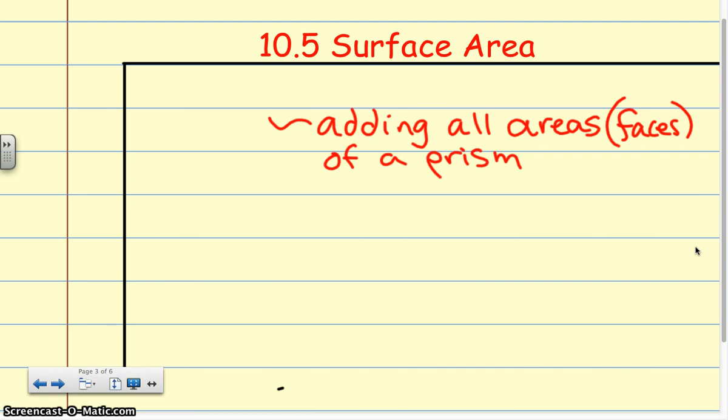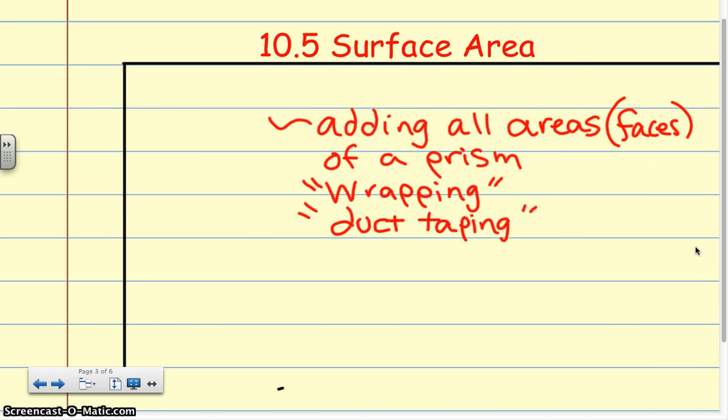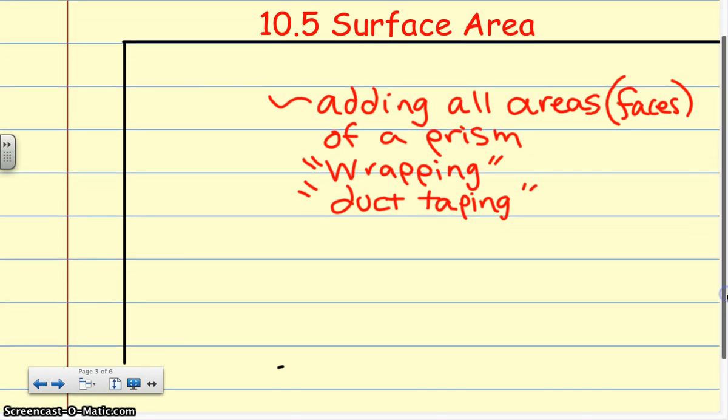So it's a three-dimensional shape. It's like if I was wrapping a present, I would be doing surface area. Another example of surface area would be duct taping. I know a lot of us like to do projects with that. Another example of surface area would be painting. Painting, you're not painting inside, you're not filling up the wall, you're just painting the outside of a wall. Those are some examples of surface area.